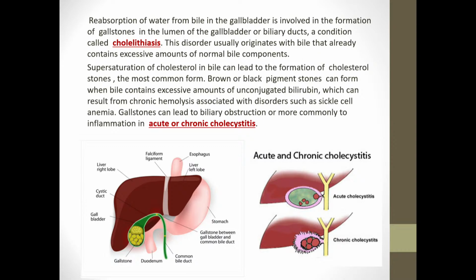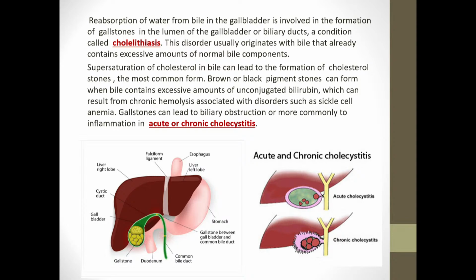So what influences the gallbladder activity? Cholecystokinin, yes, cholecystokinin. Where does the formation of cholecystokinin proceed? In the small intestine, yes, in the small intestine.